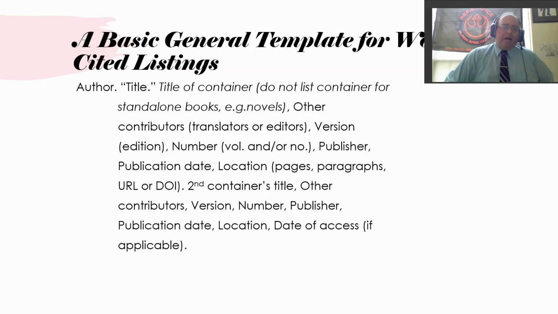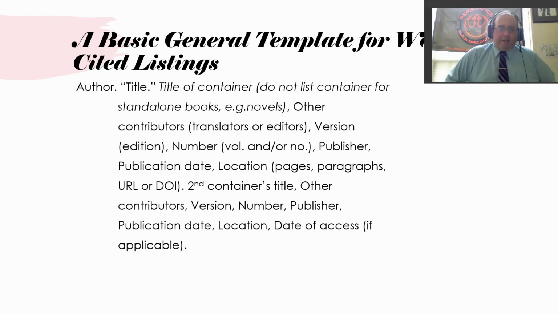So, first thing is the author. In a basic general listing, you have the author's name. Then you have the title in quotation marks of the article. Title of container. Do not list container for standalone books such as novels. If you are citing a standalone book and you're citing stuff from the entire book, don't worry about the article title. Just give me the title of the book, in italics.